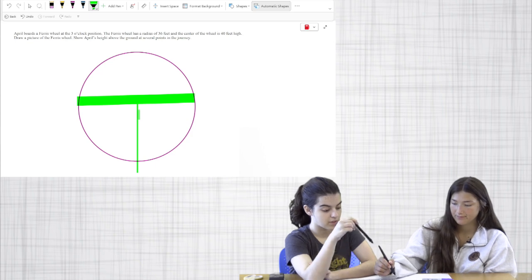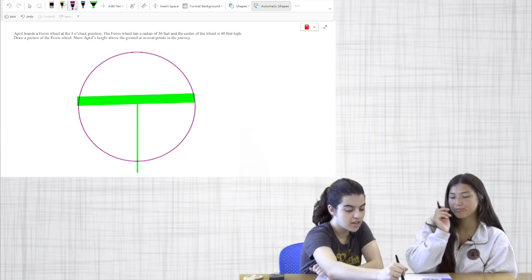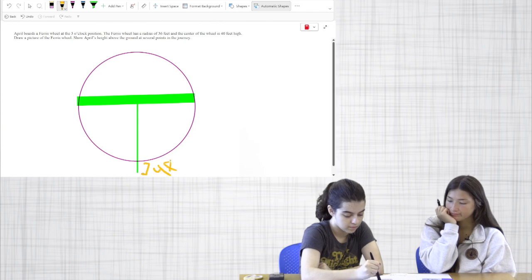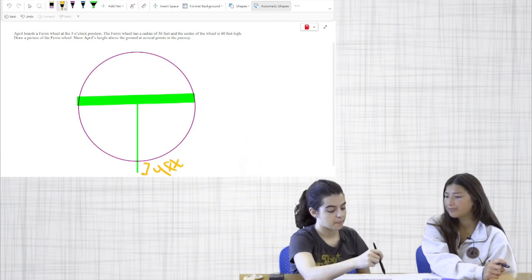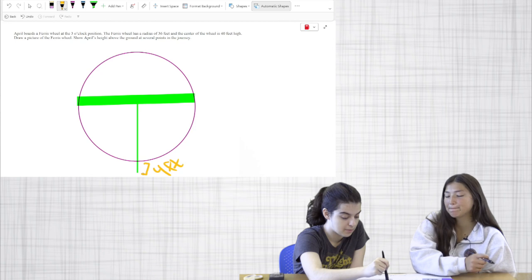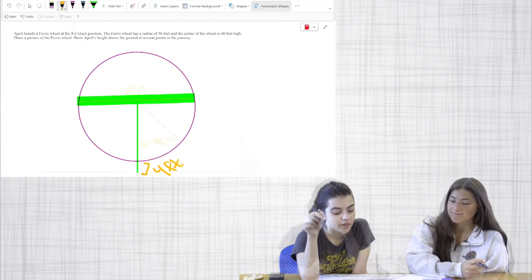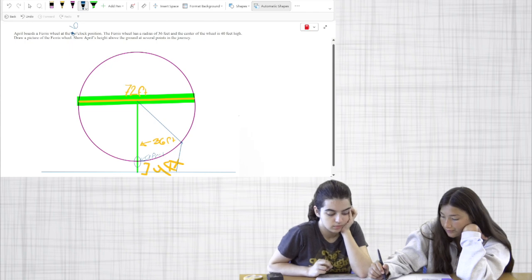So we have to add, here I'll make a little note in a different color. Four feet. So just this little section is 4 feet, because the radius would have to be 36 here plus 4 to get 40 to the ground. So when she starts, she's already 4 feet above the ground.